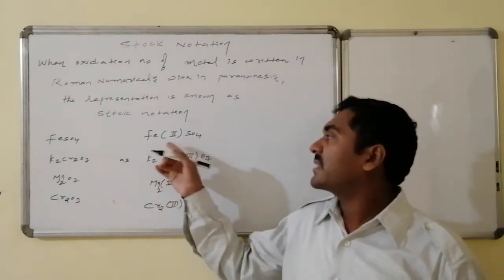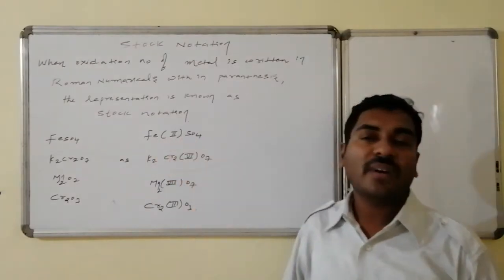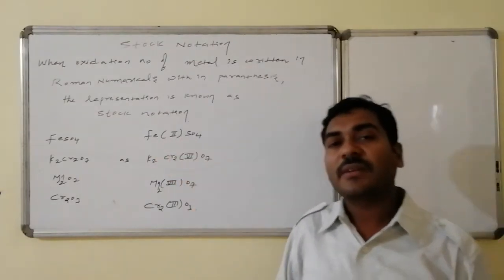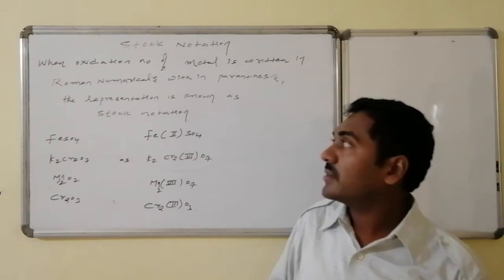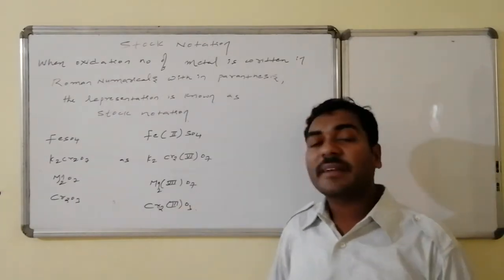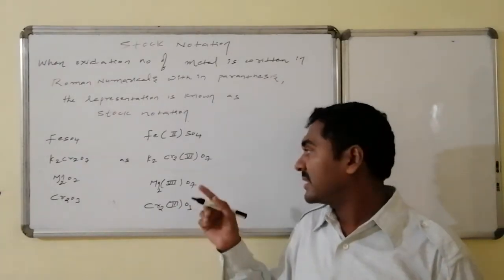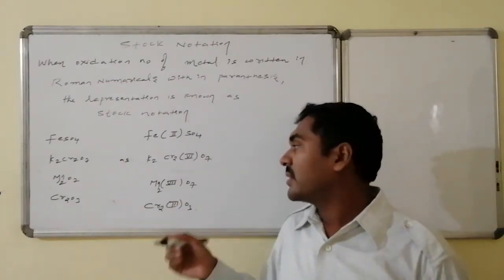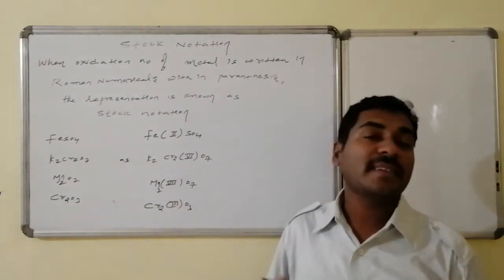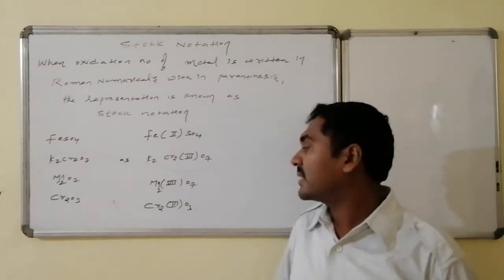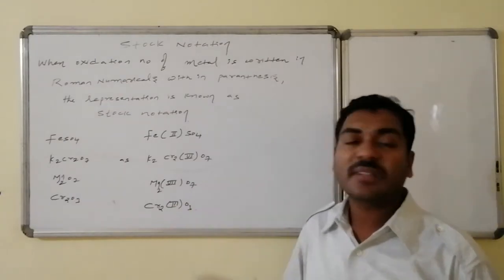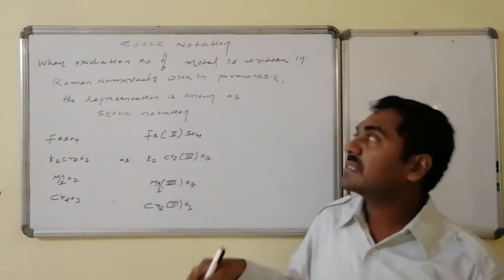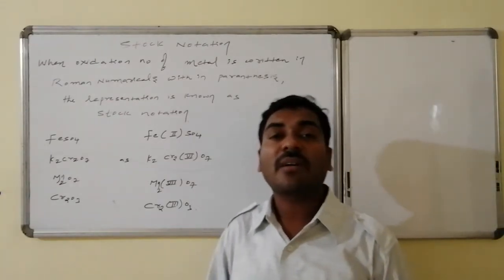So while representing FeSO4, Fe is followed by 2 in Roman numerals. Similarly in K2Cr2O7, chromium is followed by 6 in Roman numerals. Mn2O7, Mn with the Roman numeral for +7, and Cr2O3, chromium with the Roman numeral for +3, are written in parentheses. Such a representation is known as Stock notation.